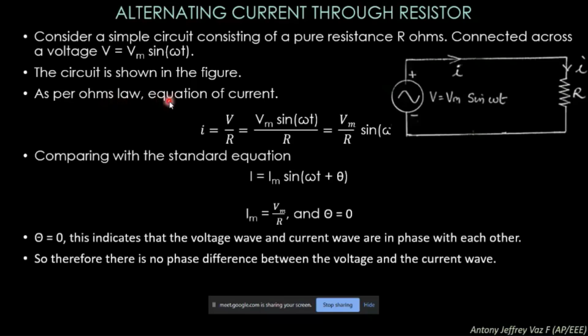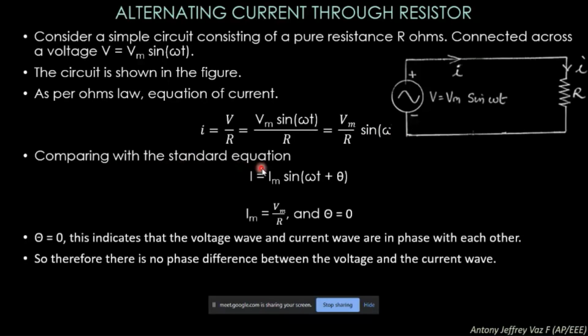As per Ohm's law, the equation of current I will be equal to V by R. You know Ohm's law, I is equal to V by R. Here you can substitute V is equal to Vm sin omega t because we are using a sinusoidal waveform of maximum magnitude Vm. So for V, you can substitute Vm sin omega t here. Then for the resistance, here the resistance value is R. So you can directly put R over here. So what you get is Vm divided by R times sin omega t.